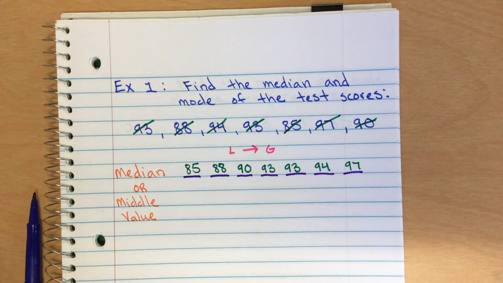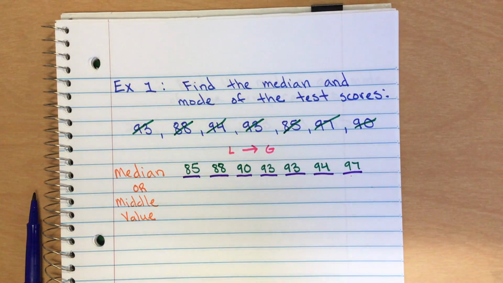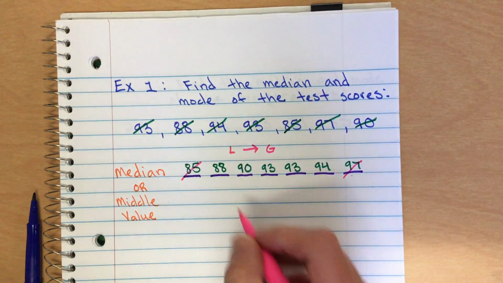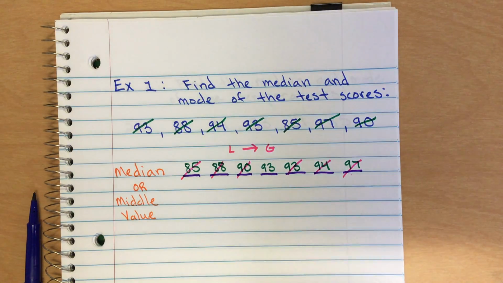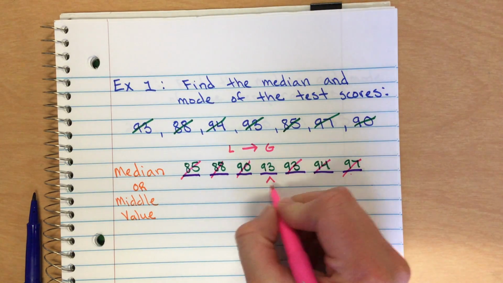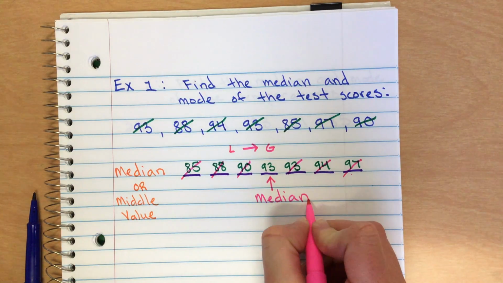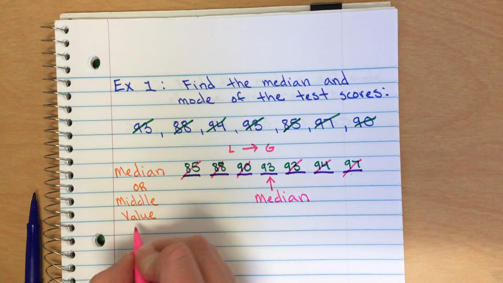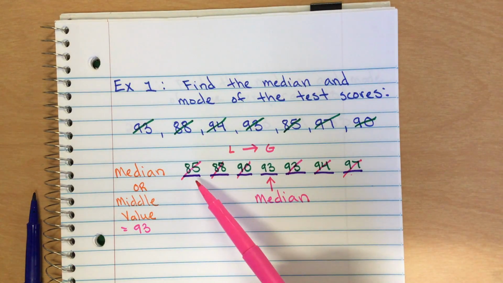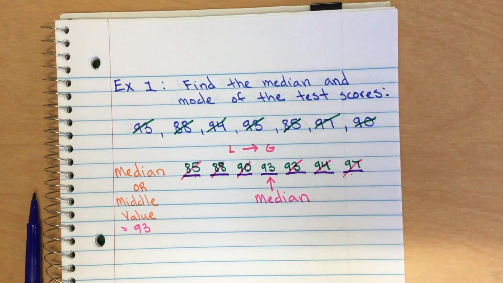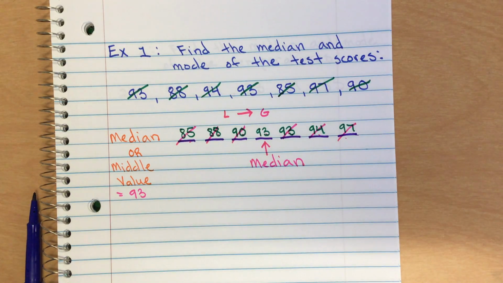Now we're looking for the number in the middle, so that means I'm going to start marking off a number on each end until I land in the middle. Okay, so 1 on both sides, the next one, and the next one. I have one number in the middle, 93, so that means this is our median. And this worked out nicely because we had an odd number in our set, 1, 2, 3, 4, 5, 6, 7. 7 is an odd number, so that's why we only had 1 in the middle. Okay, now we're going to look for the mode.